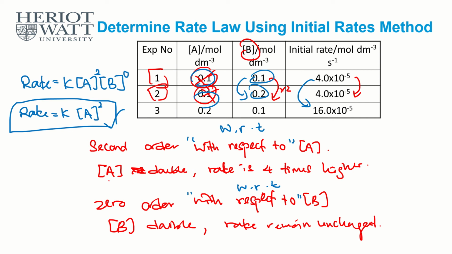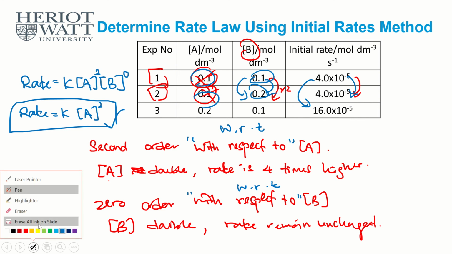But what if in the exam or in the questions they give you a value where you can't see exactly 2 times? Like for example, 0.1 changes to 0.15. It's not exactly 2 times. And 4 times 10 to the power negative 5 changes to 5 times 10 to the power negative 5. So that's not exactly double. So we can use another mathematical way to prove that, to calculate it. I'm going to show you the second method now by using the same example.